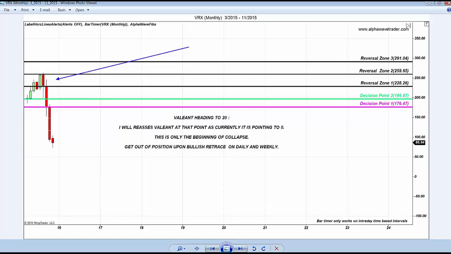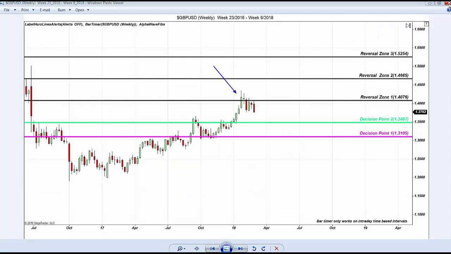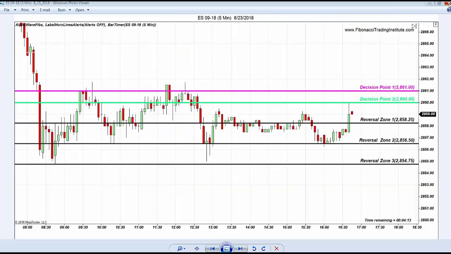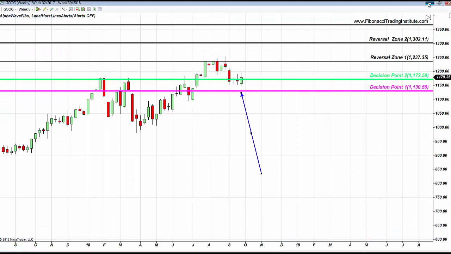No surprise. What you choose to trade, absolutely up to you. Ultimate accuracy on any instrument and any time frame. Only with Fibonacci. Nothing else matters.